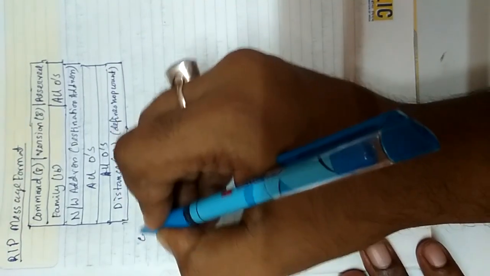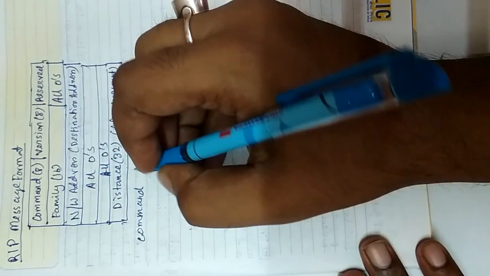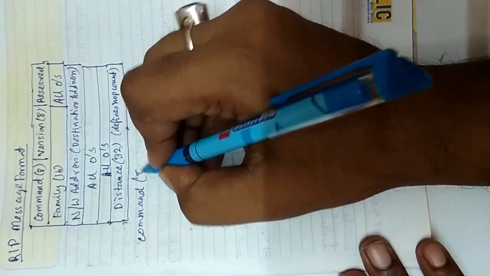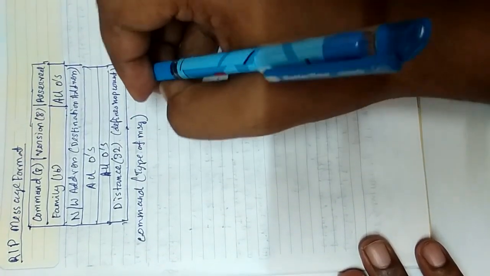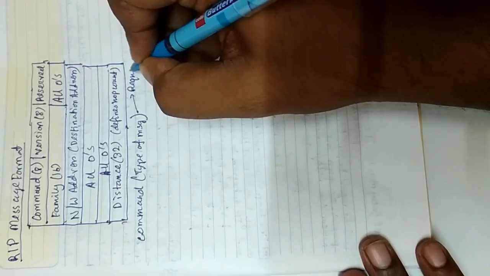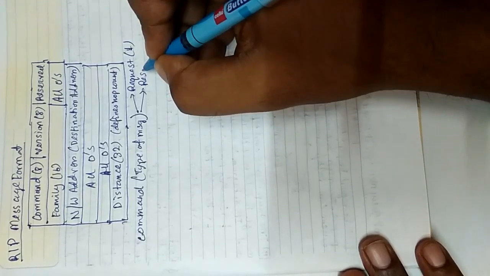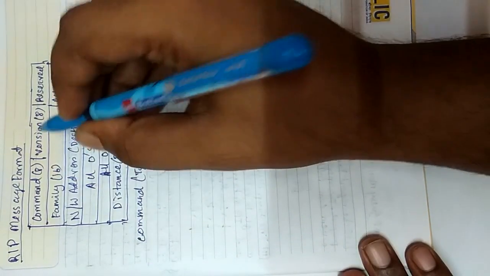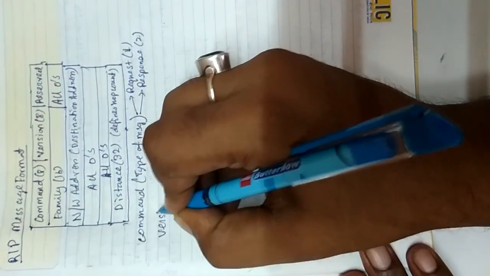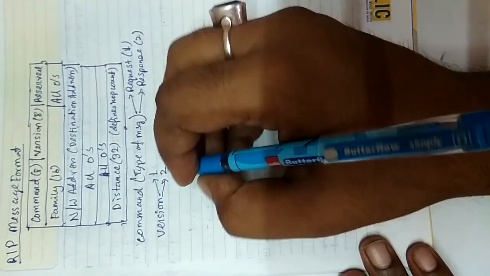Now about the command, let us quickly describe it. It is of 8 bits, and it says what type of message it is. It is of 2 types. One is request, indicated as 1, and another is response, indicated as 2. Next is version. 2 versions are there: version 1 and version 2.